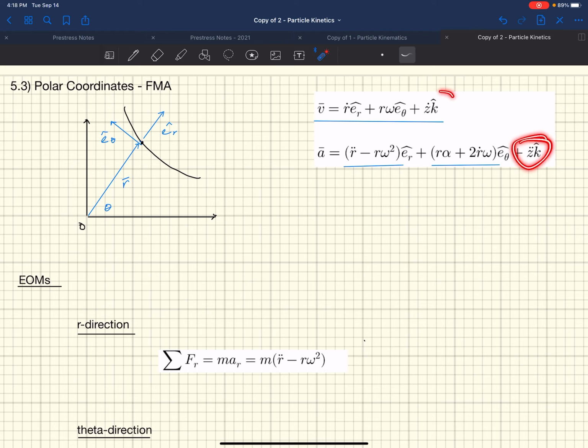And then to turn it into cylindrical coordinates, we just add in z acceleration in the k direction, or z velocity in the k direction. Okay, so that's that coordinate system.